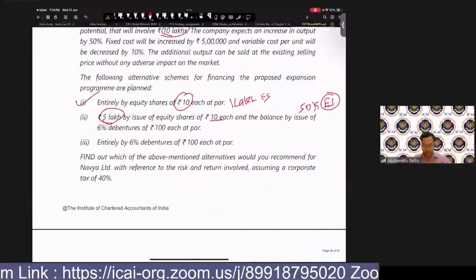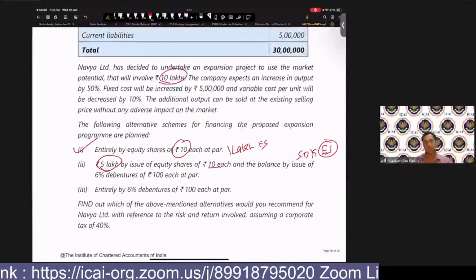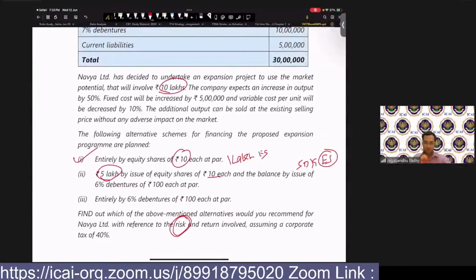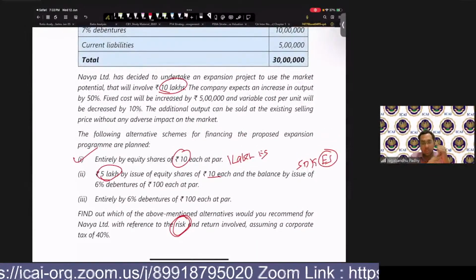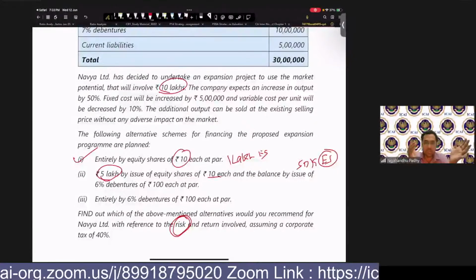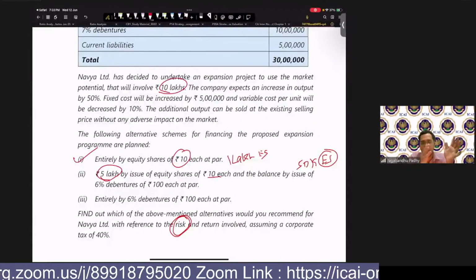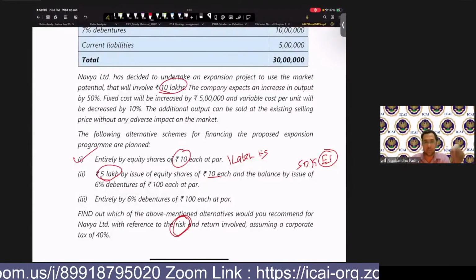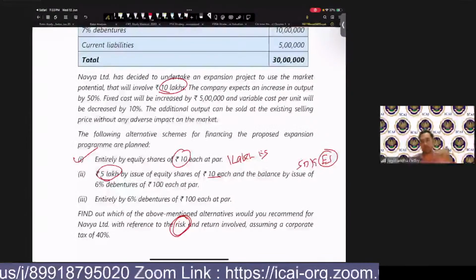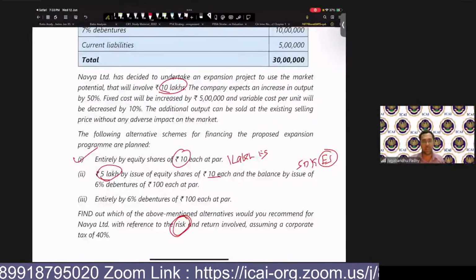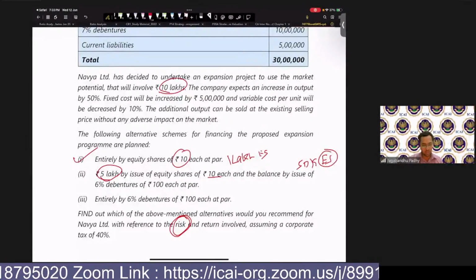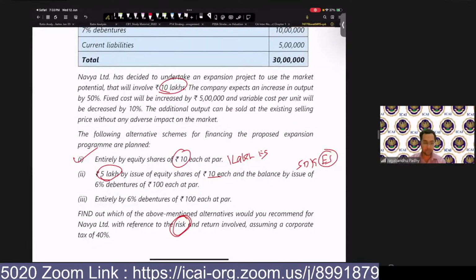So, remember this word, risk. We have just learned before the break, what is risk synonymous with at our level of understanding? Risk is synonymous with leverage. Whatever is the amount of leverage that we have in our financial statements is essentially a measure of risk, right?